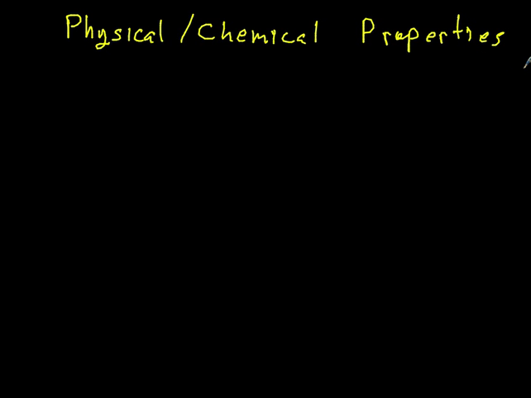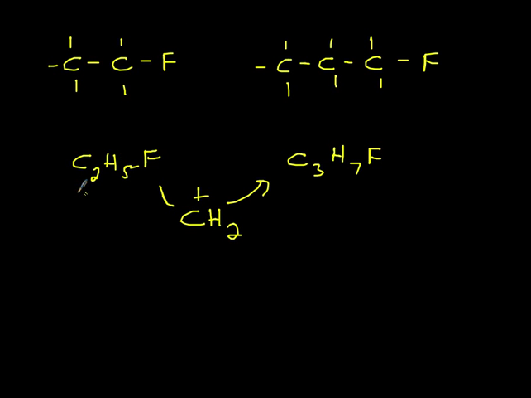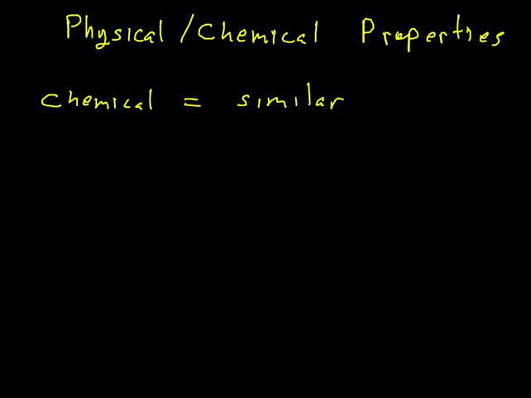Chemically, they're going to behave similarly. Chemically, they're going to be similar within a homologous series, and that's because their structures are pretty similar. If you go back and look at the fluoroethane and the fluoropropane, they're really similar. It's just that this chain's a little bit longer. We have an extra CH2 in the middle. But this fluorine group is going to react with things the same way this fluorine group will react with things. And so they're going to be similar chemically.